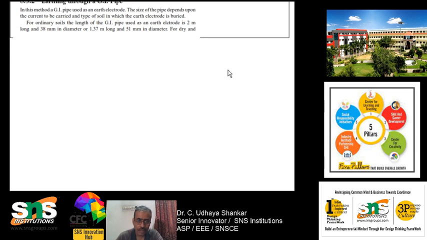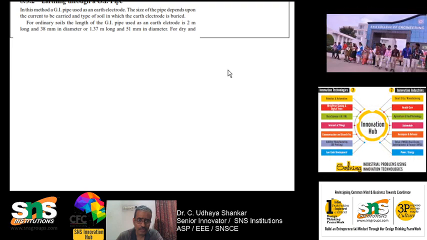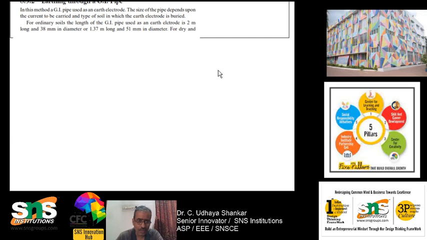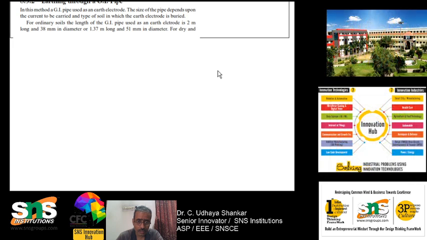Then there are different types of earthing, as you know. Earthing through GI pipe: in this method, the GI pipe is used as the earth electrode. The size of the pipe depends upon the current to be carried and the type of soil in which the earth electrode is buried. For ordinary soils, the GI pipe used as earth electrode will be around 2 meter long and 38 millimeter in diameter, or else it can be 1.37 meter long and 51 millimeter in diameter. So these are some standards which we use.